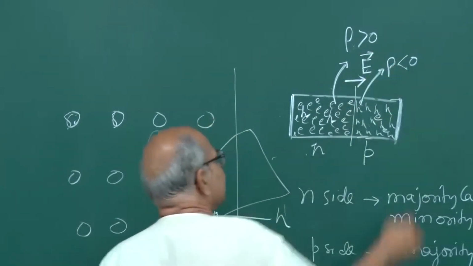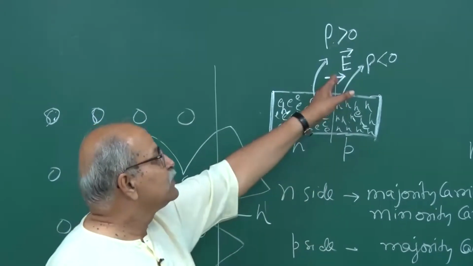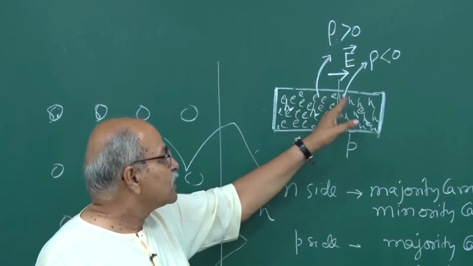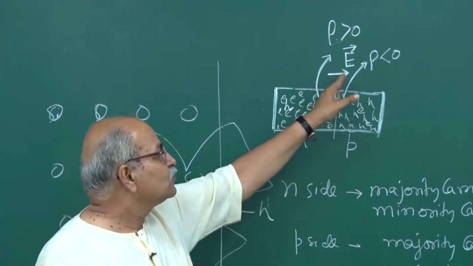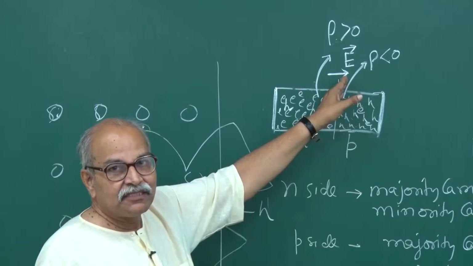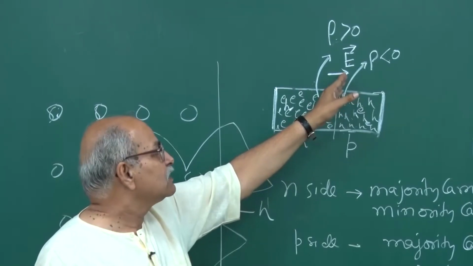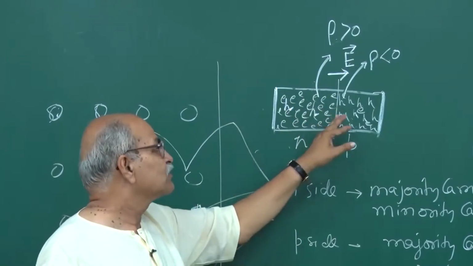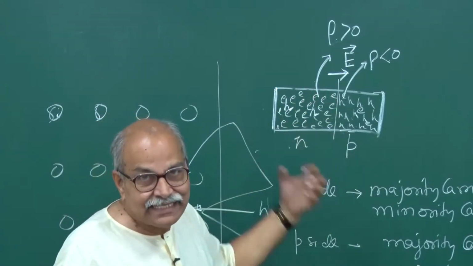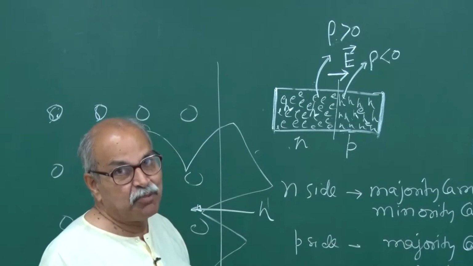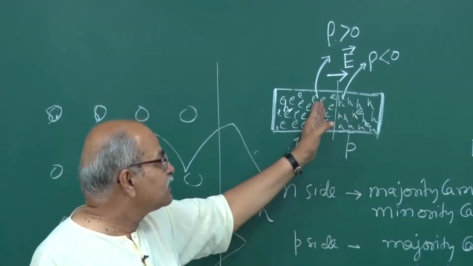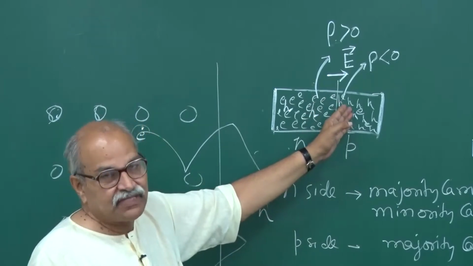And this electric field will oppose diffusion. If the electrons are trying to come from left to right and the electric field is also in the same direction, the force on the electron is in the opposite direction, since it is a negative charge, and therefore that force will resist diffusion, will oppose diffusion. Similarly, holes coming from right to left, holes behave like positive charges.